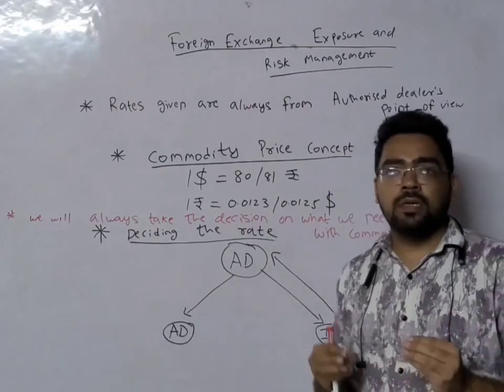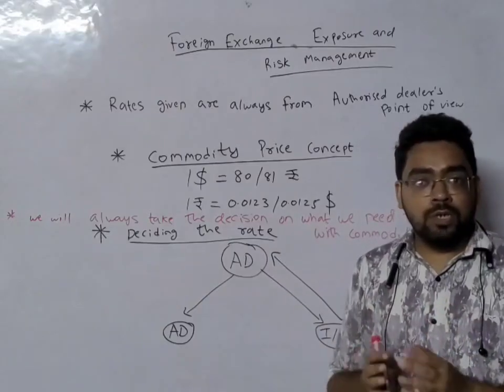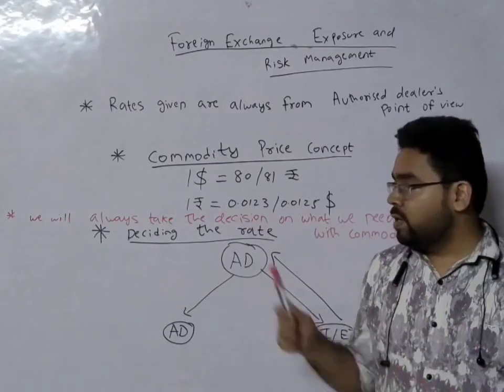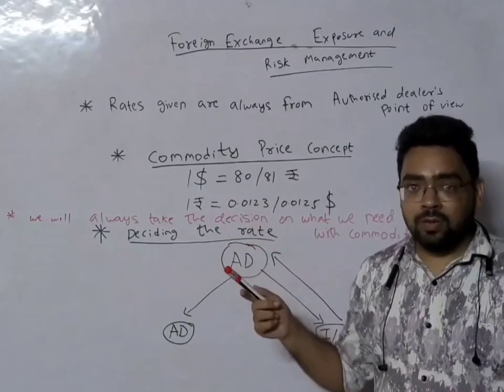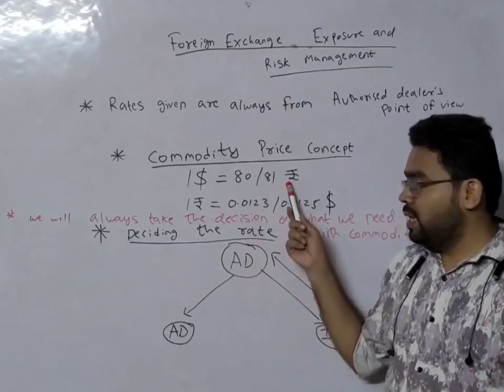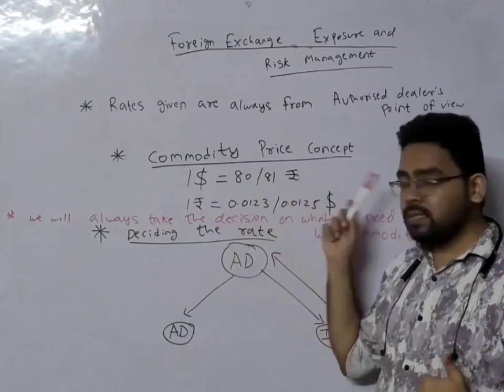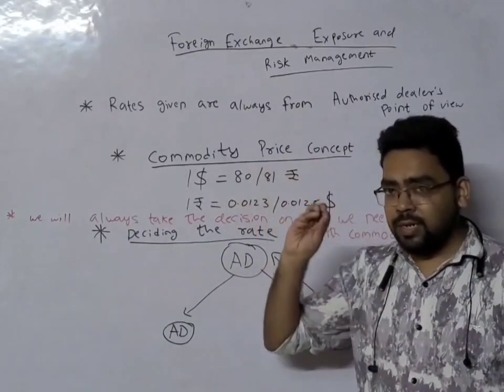If in question there is importer who needs to buy $80,000 to make the payment. So in first scenario, he will buy $80,000 at authorized dealer's selling rate. He is buying a commodity. What is a commodity? Dollar, at authorized dealer's selling rate. This is a little easier.